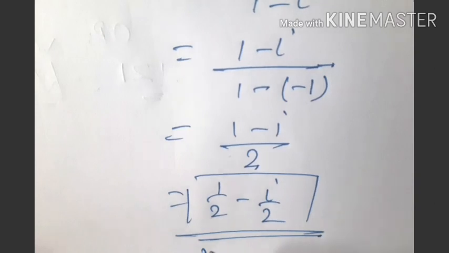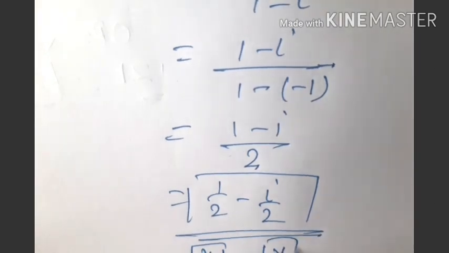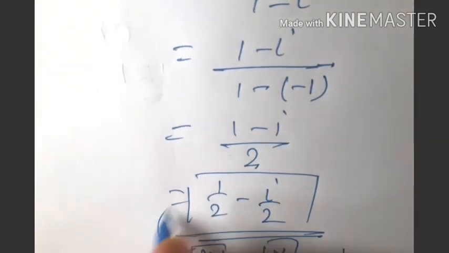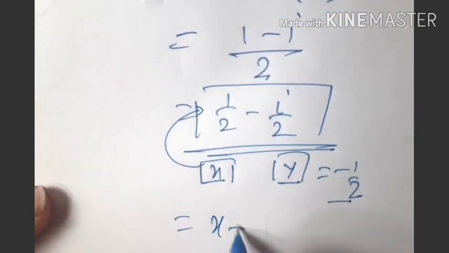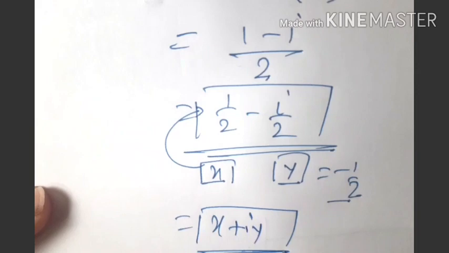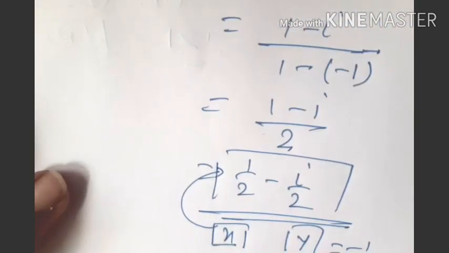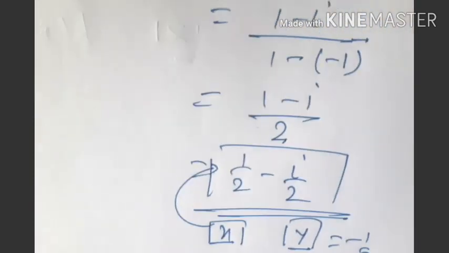Here x equals half and y equals what? Minus half. This is the real part and minus half is the imaginary part. That means it can be expressed in the form x plus iy, you can see.